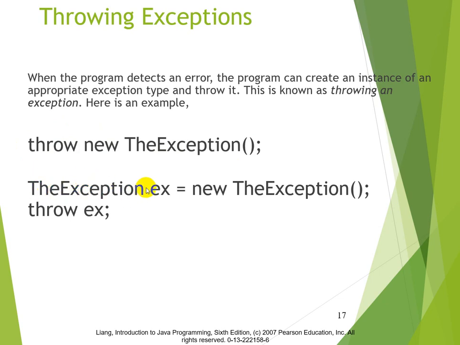Another way you can create the object of the exception class is like this: the exception ex is equal to new of the exception. As you can see, this ex has been created, and now you can throw it. So these both are different ways through which you can actually throw the object. In both cases, the object is thrown.